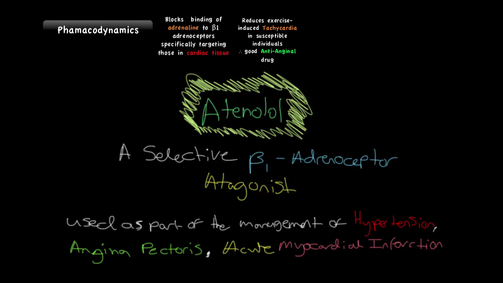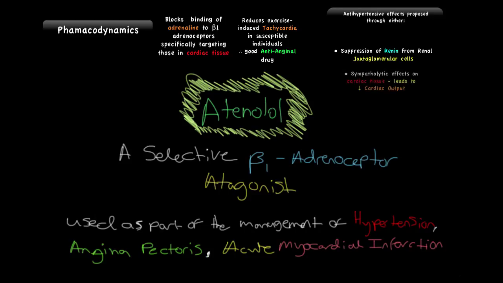It therefore can also be used as an effective anti-anginal drug, but I'll talk a bit more about this in the next video. Atenolol's mode of action in hypertension is not entirely understood, and is hypothesized to occur from either a suppression of renin production, as beta-1 adrenoceptors are also present on renal juxtaglomerular cells, a direct sympatholytic effect on the heart, leading to a reduction in cardiac output, or from a central or CNS effect.